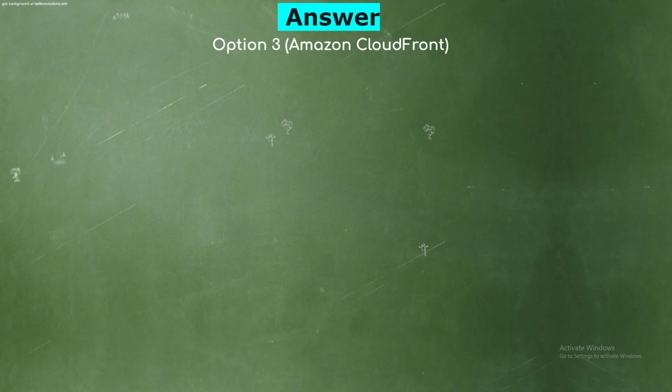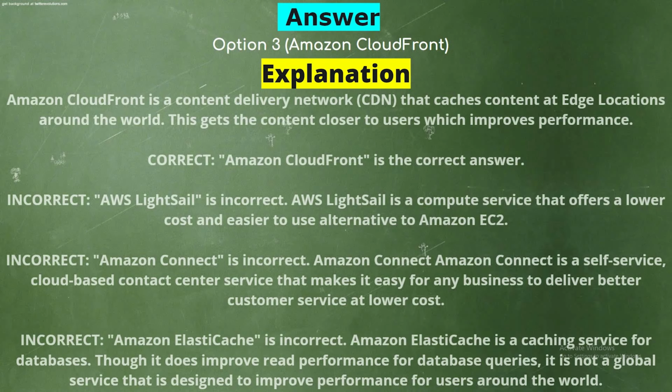Amazon CloudFront. Explanation. Amazon CloudFront is a content delivery network (CDN) that caches content at edge locations around the world.